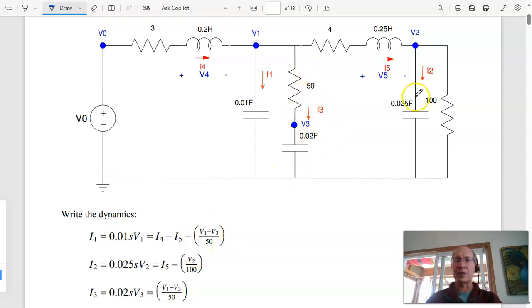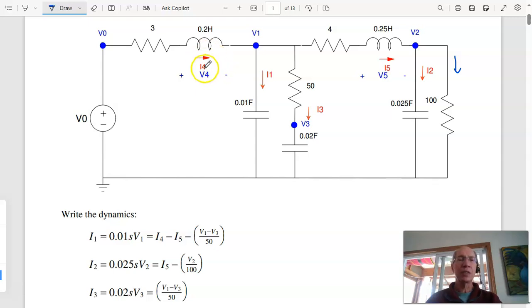The second capacitor, I2 is C dV/dt, 0.025 sV2. I2 is equal to I5 minus this current. That's just V2 over 100. I3 is C dV/dt, 0.02 sV3. That's V1 minus V3 over 50. So that handles the capacitors.